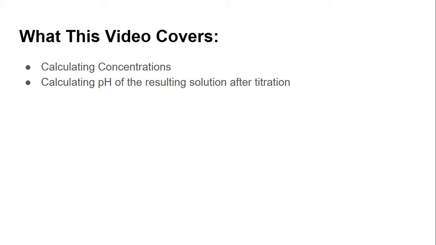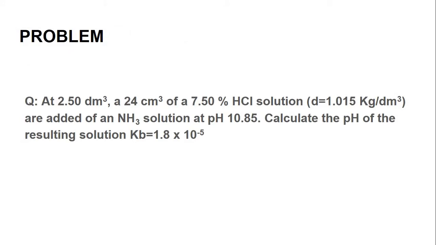In this video, we will learn how to calculate concentrations and how to calculate pH of the resulting solution after titration. The problem discussed in this video is: to 2.50 decimeter cube, 24 centimeter cube of a 7.50% HCl solution, density equal to 1.015 kg per decimeter cube, are added of an NH3 solution at pH 10.85. Calculate the pH of the resulting solution. Kb is equal to 1.8 times 10 to the power minus 5.